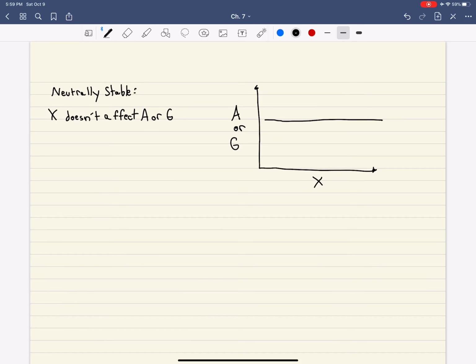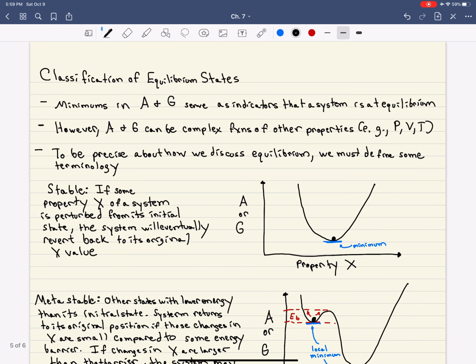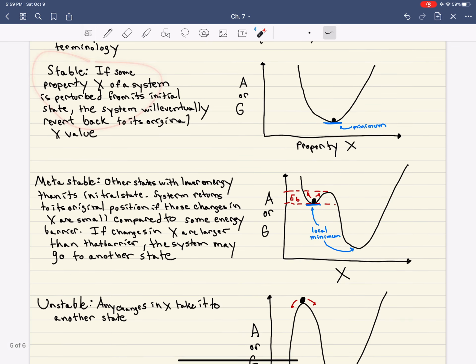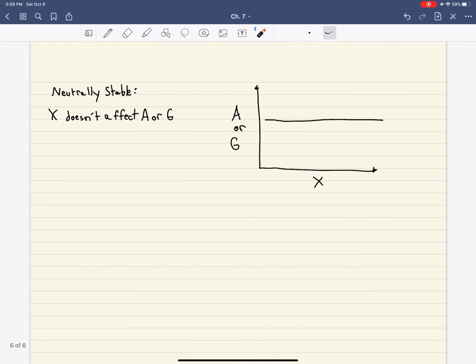Okay? All right, and so we defined these terms: stable, metastable, unstable, and neutrally stable. And so we're going to use these terms in order to describe the equilibrium and stability of various chemical systems.